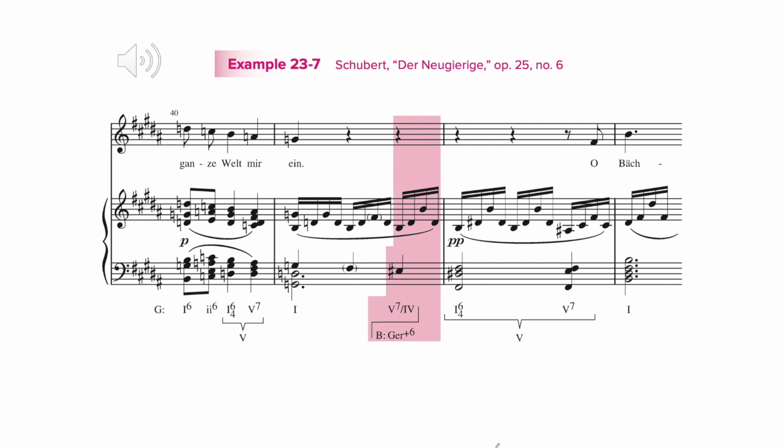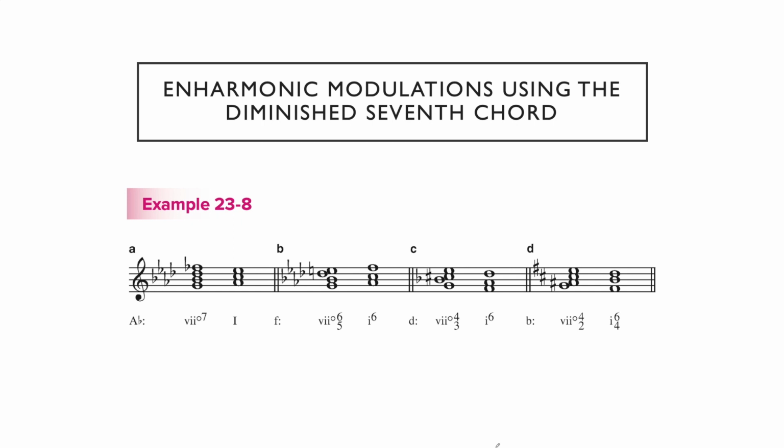Using the major-minor 7th chord was one method in enharmonic modulation, and the other method uses the diminished 7th chord. As I mentioned already, here we have a G diminished 7th, which belongs to A flat major. Actually, to A flat minor. In A flat major it is a borrowed chord.